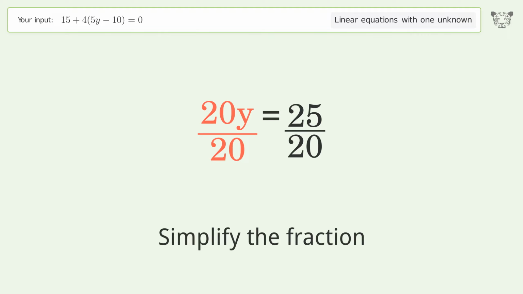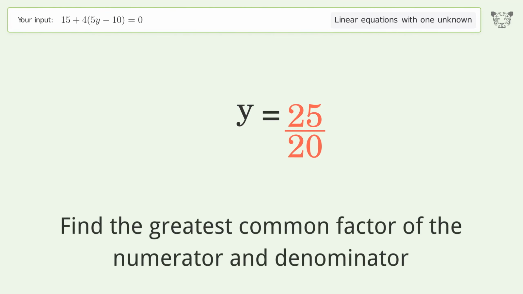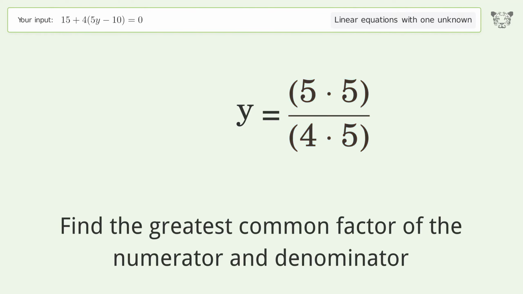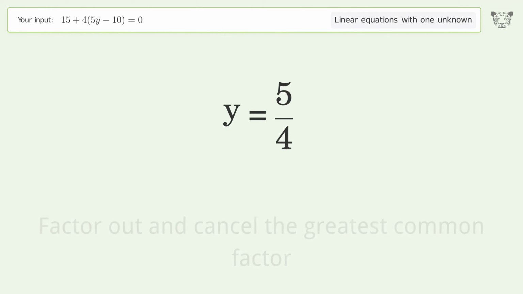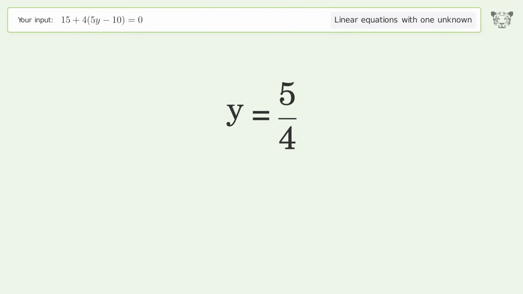Simplify the fraction. Find the greatest common factor of the numerator and denominator. Factor out and cancel the greatest common factor. And so the final result is y equals 5/4.